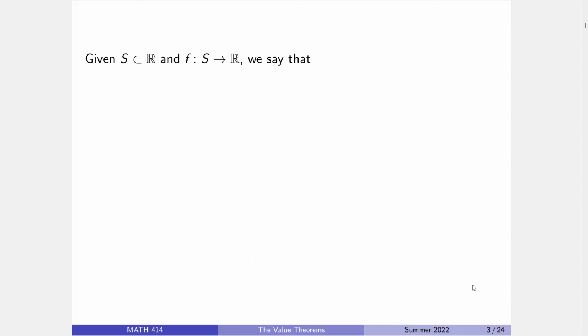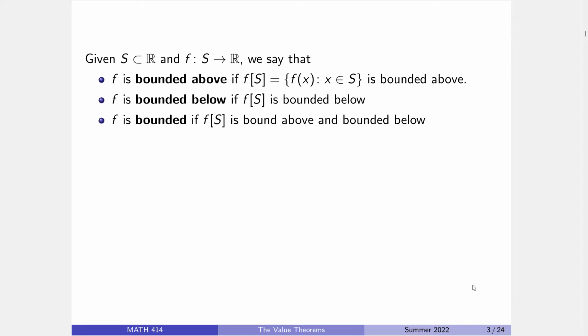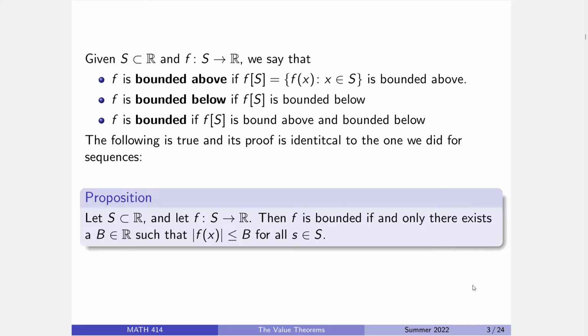First things first, we're going to rehash something that we've kind of already talked about. Given a subset of the real line and a function, we say that our function is bounded above if its range is a bounded above subset of the real line. Likewise, the function is called bounded below if its range is bounded below, and we'll call it bounded if its range is bounded above and bounded below. And the following is true, and its proof is identical.